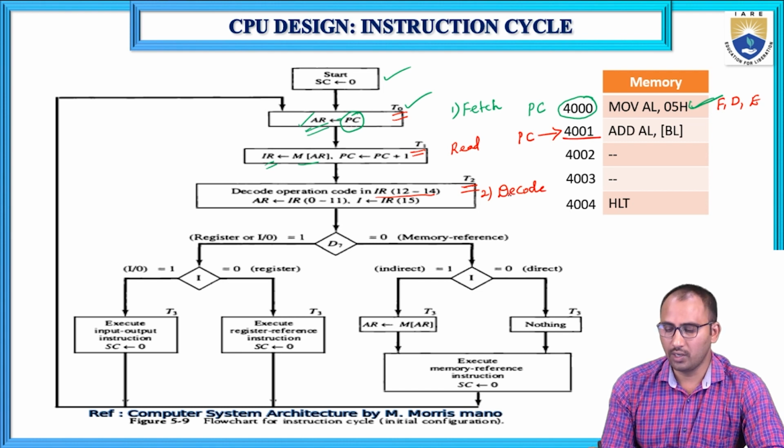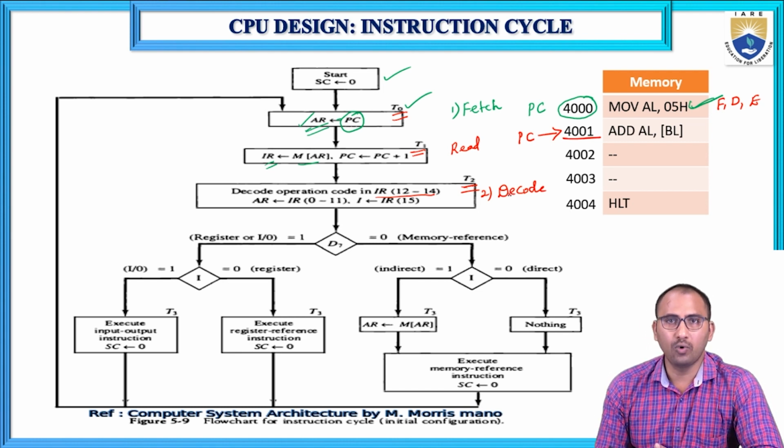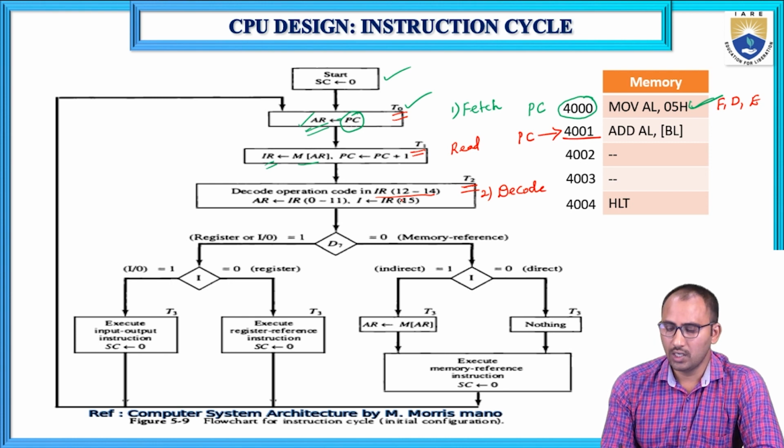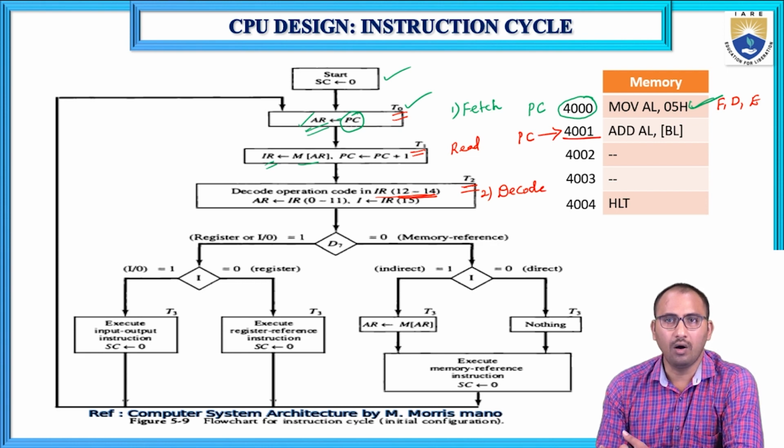What do we mean by decoded? We are decoding the opcode bits. What are the opcode bits? Bits 12 to 14 are the opcode bits. What is opcode? Operational code. It specifies what type of operation has to be performed. So those are the opcode bits.